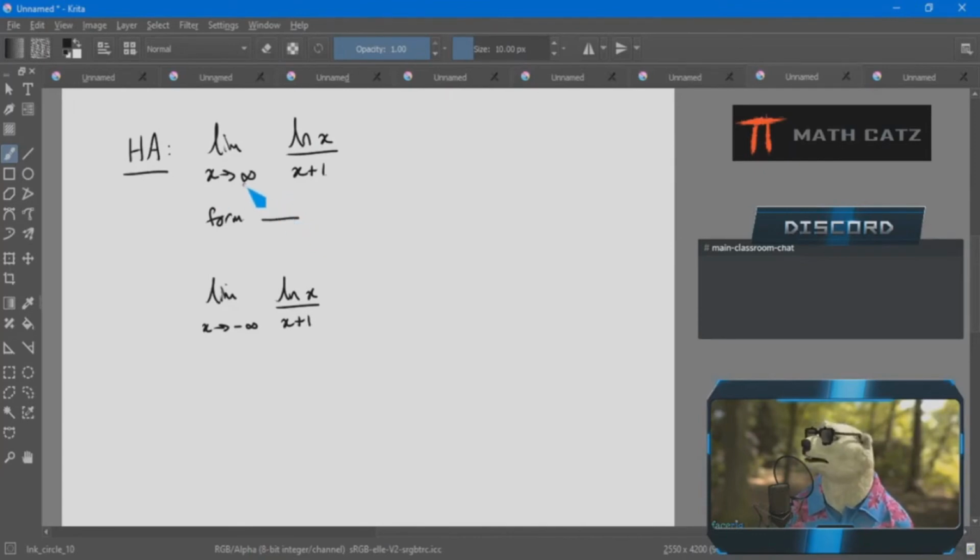X goes to positive infinity. What happens to the numerator? I read it off my graph.